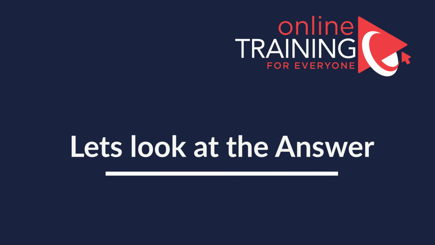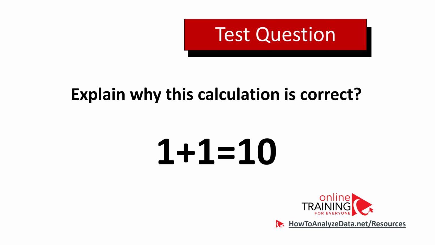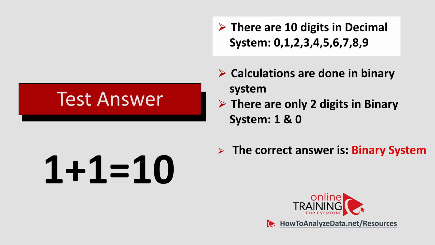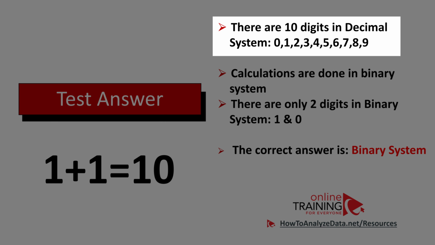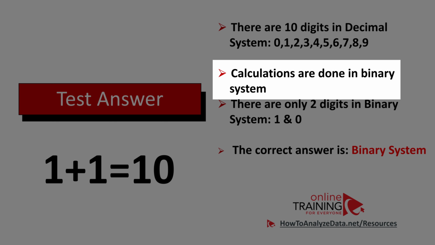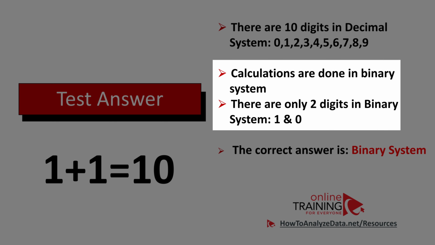Do you think you know the answer? Let's continue to see how we can solve this challenge and get to the correct solution together. Typically, when we do calculations, we use 10 digits in the decimal system. We use 0, 1, 2, 3, 4, 5, 6, 7, 8, and 9. But here, calculations are done in the binary system, and there are only 2 digits in the binary system, 1 and 0. So what happens when you get a calculation in the binary system and you add 1 plus 1, what looks like 10 in the decimal system looks like 2 in the binary system.